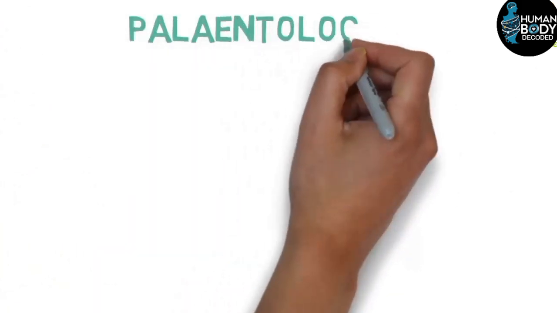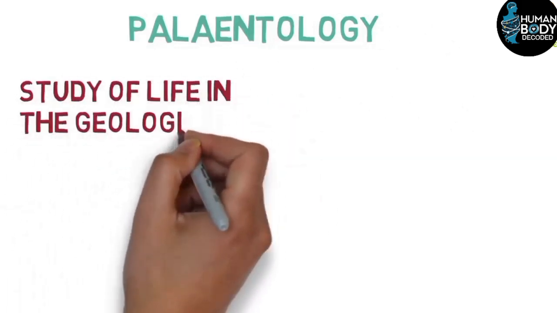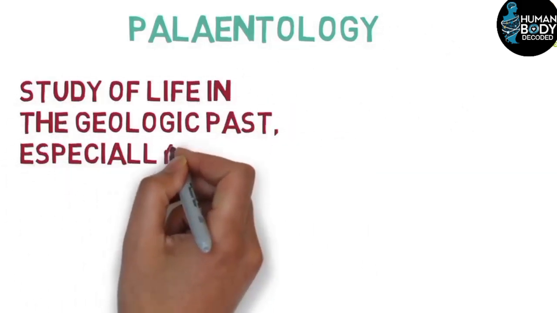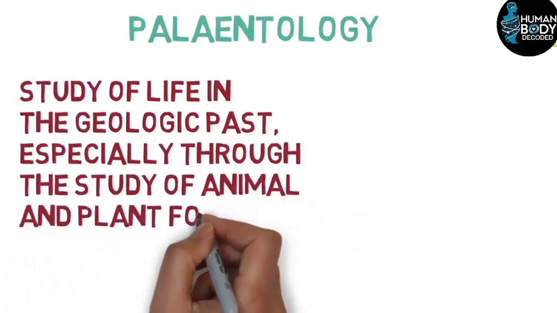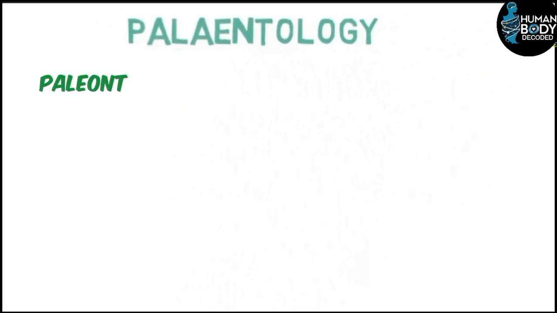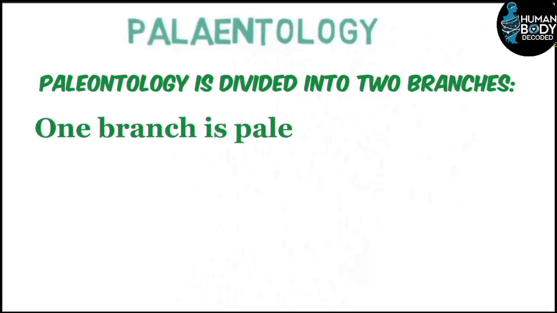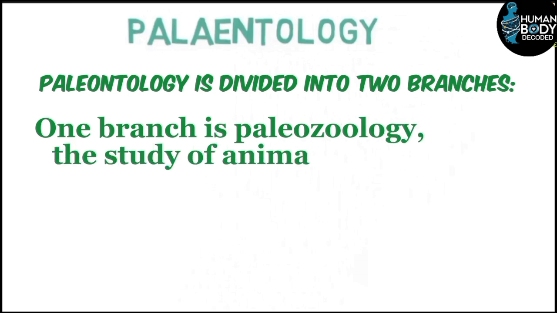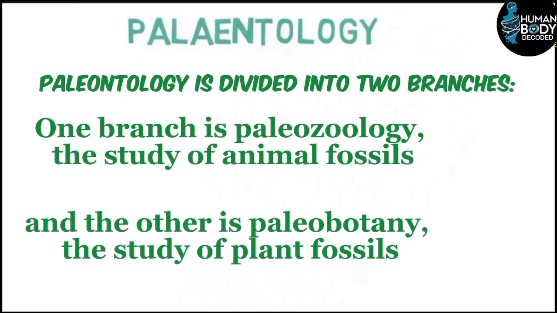Number 11, paleontology. In paleontology, we study organisms that no longer exist today. All that remains of them are fossils, like bones. For example, dinosaurs are studied in paleontology. Paleontology is divided into two branches. One branch is paleozoology, the study of animal fossils. And the other is paleobotany, the study of plant fossils.